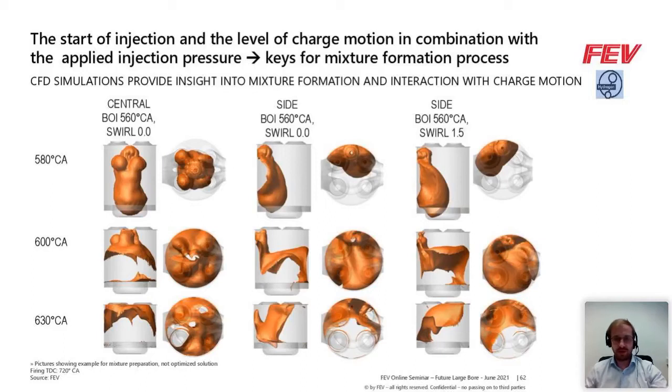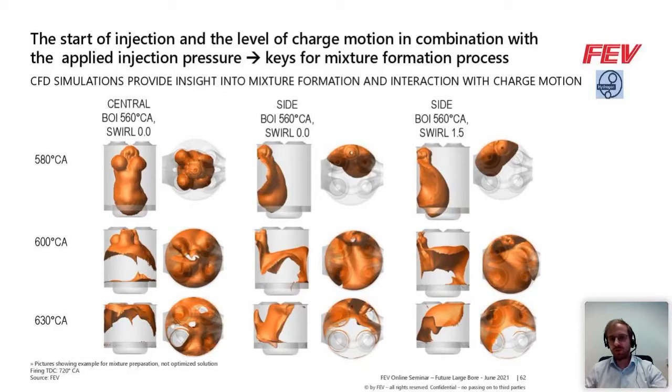Therefore, moving on to the side injection cases, we can see on the first one, without swirl, this is really a major challenge. We can use the piston bowl here to redirect the spray, and possibly we can also create a rich spot at the spark plug proximity. However, it will be quite challenging to really get a uniform distribution of the fuel over the combustion chamber that we want, especially regarding NOx emissions.